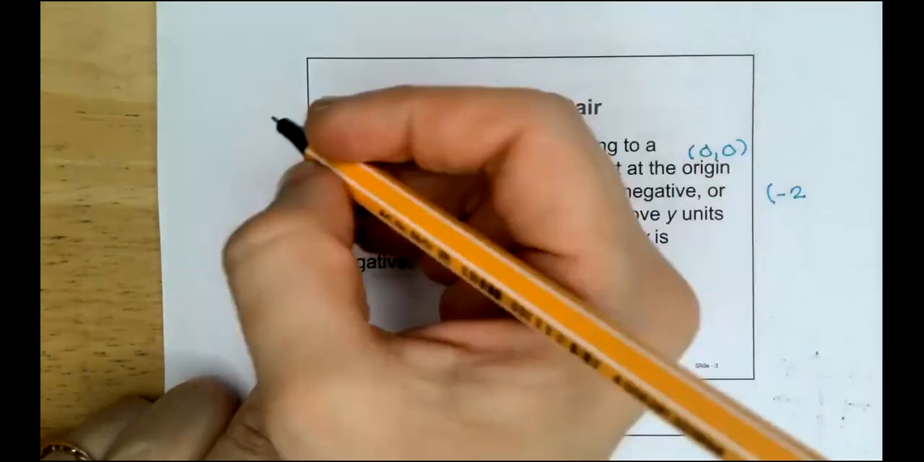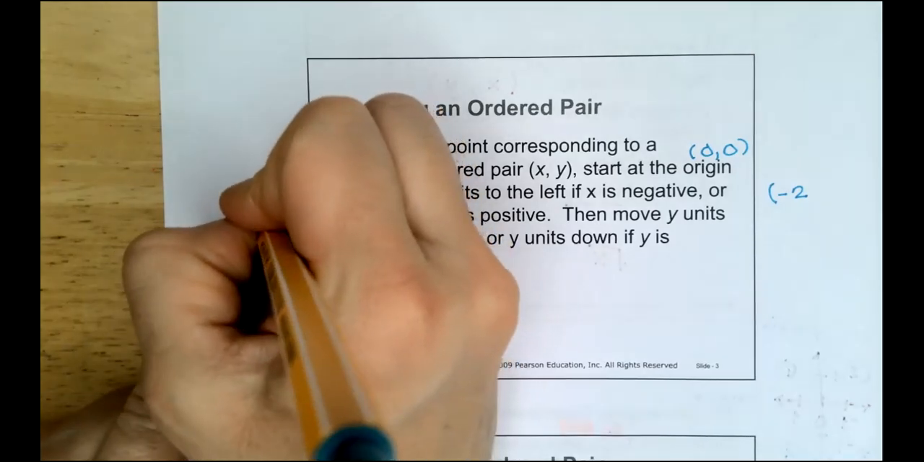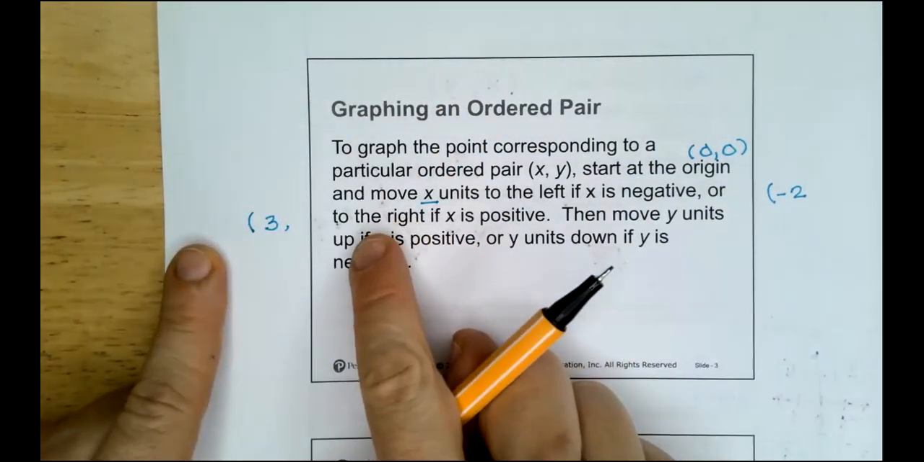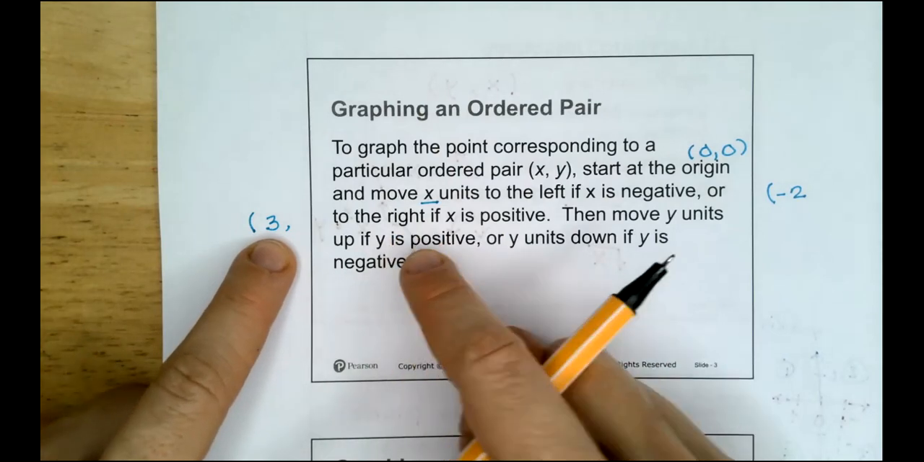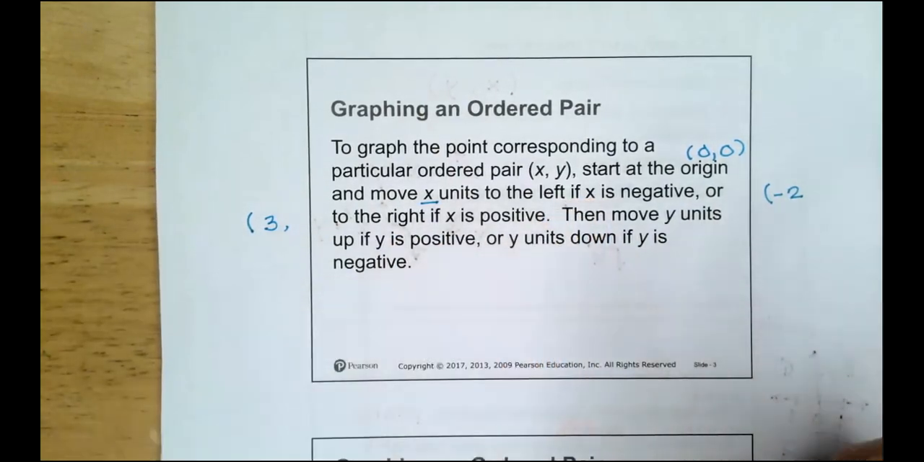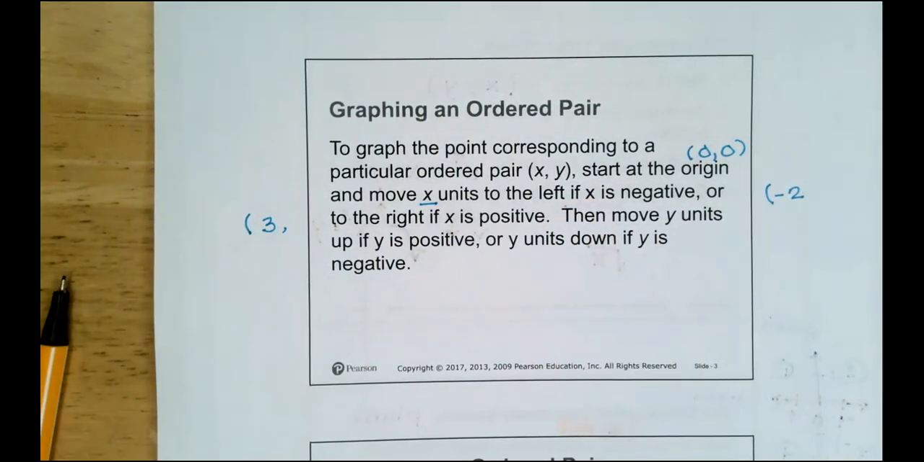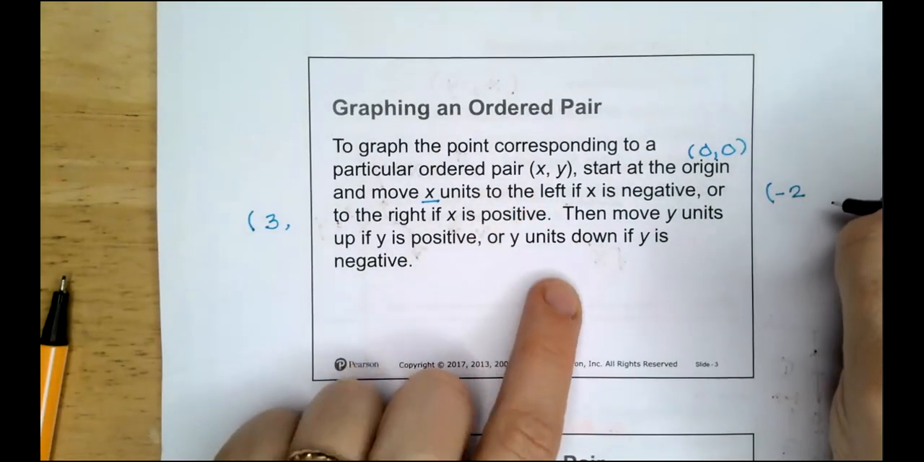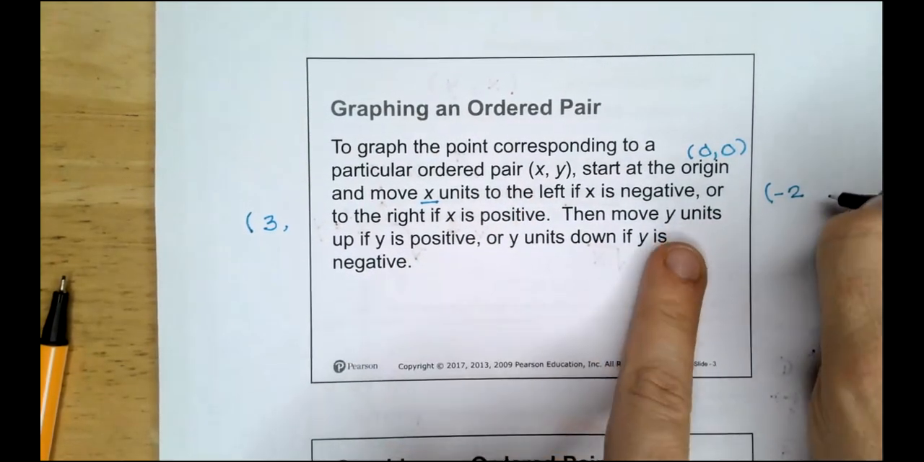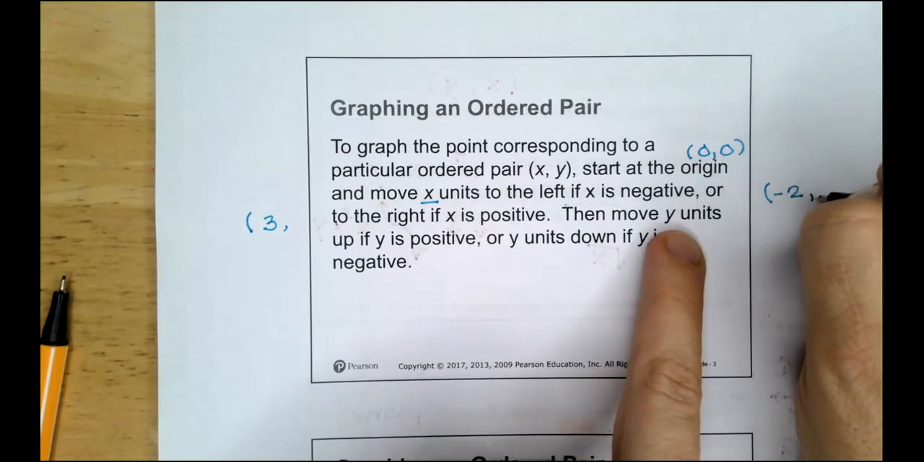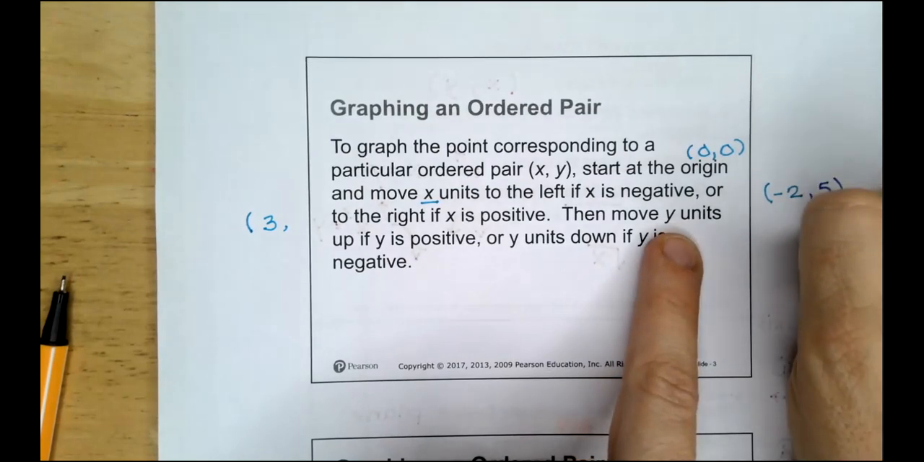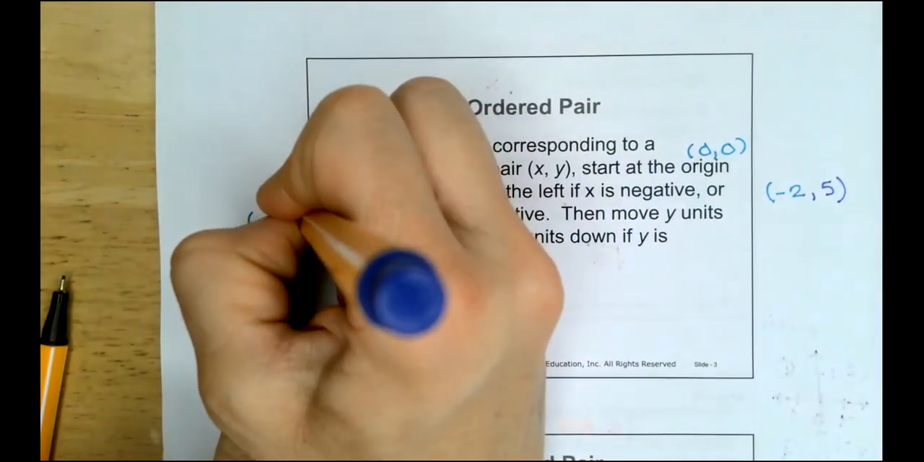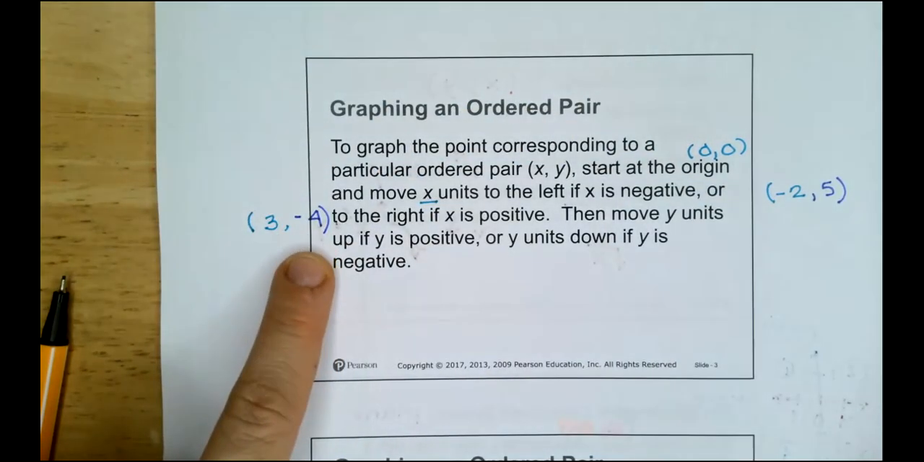Or if it's positive, we could move 3 units to the right. So we move to the right if that number is positive, we move to the left if that number is negative. And then for the y value, totally separate right next to it, right? Move up if it's positive, or move down if it's negative, okay?